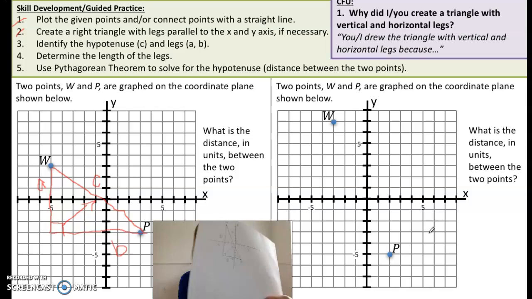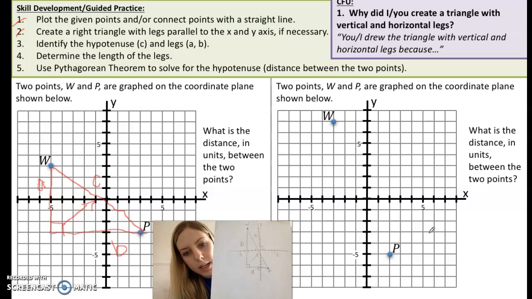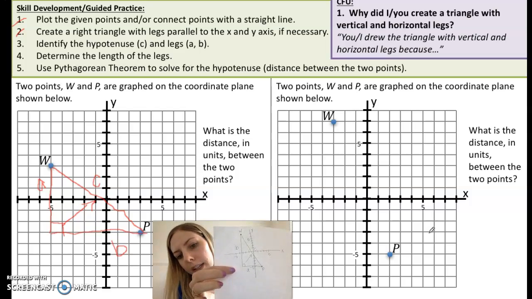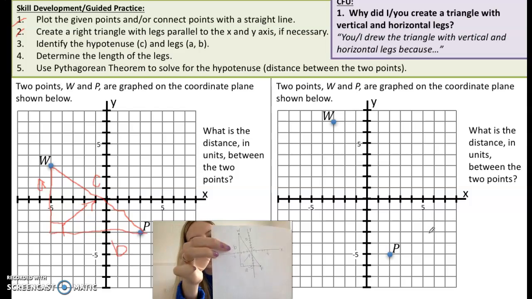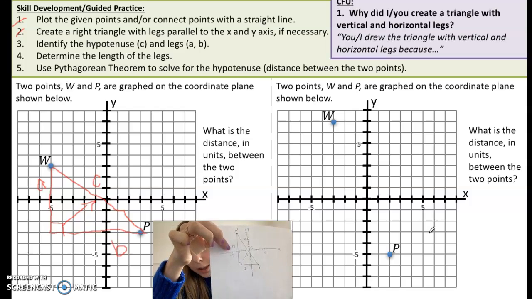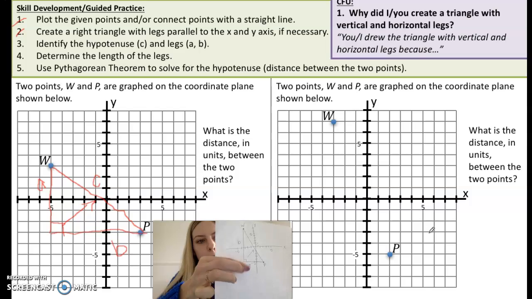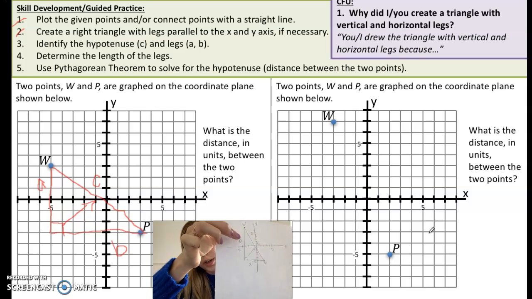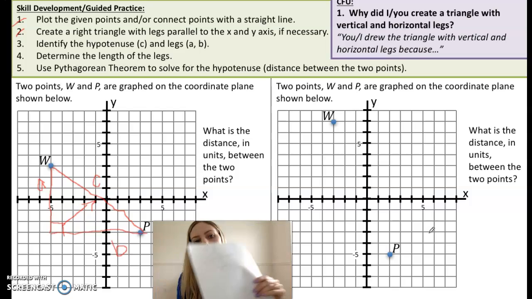Okay, so I determined that this length on the bottom for mine is going to be A, and this length on the side is going to be B. Those are my legs. It wouldn't matter if I switched them, but this is A and this is B. So if you had A and then B, that's okay too.